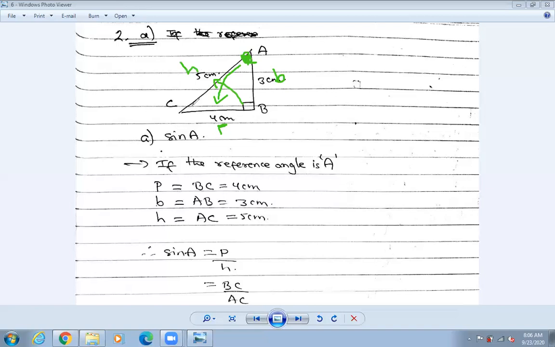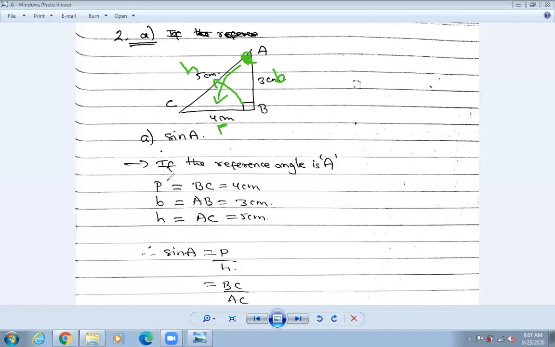If another angle is the reference angle, then the values of P, B and H will be different. H will be the same, but P and B will be different. So let us see: sine A equals, what is the formula of sine? Sine equals P by H.